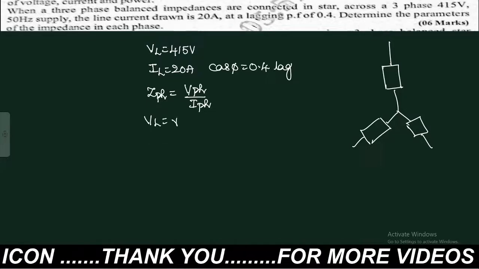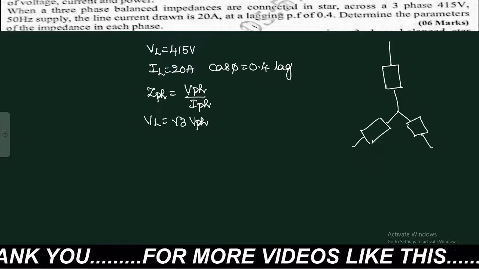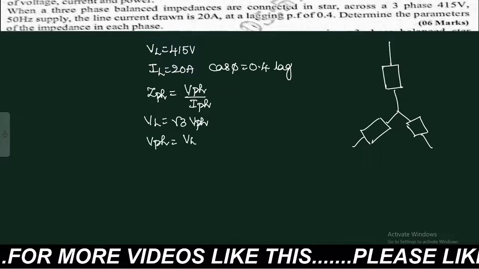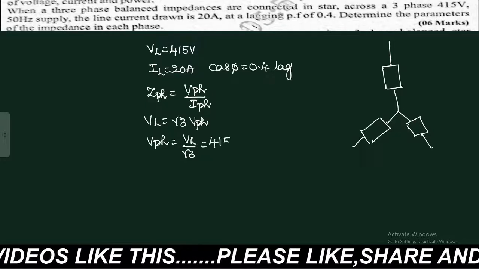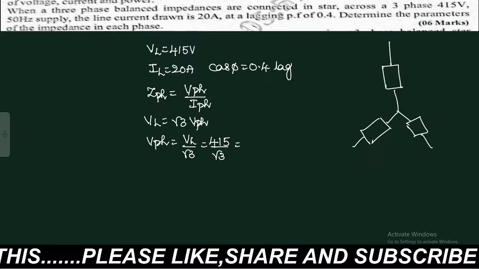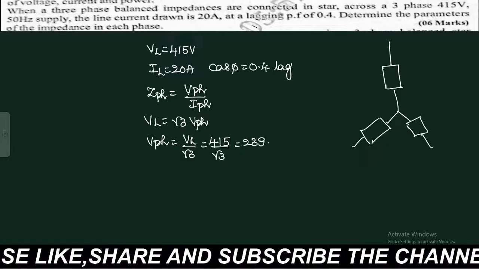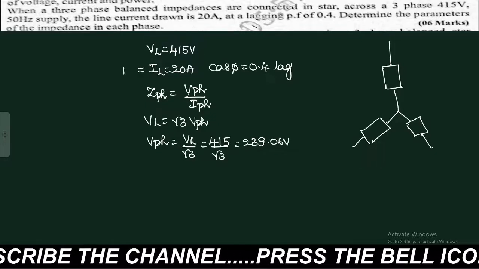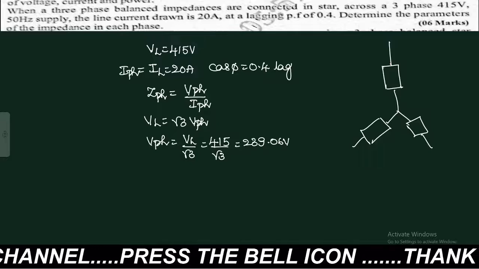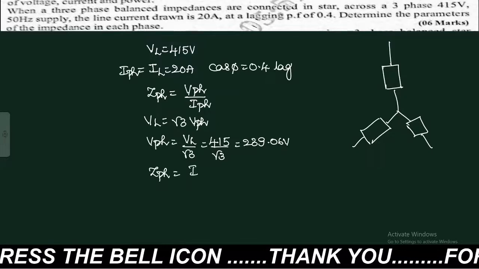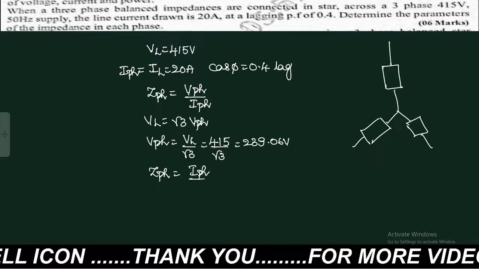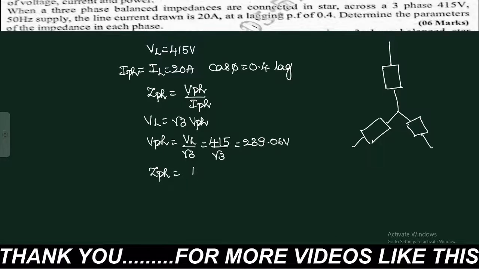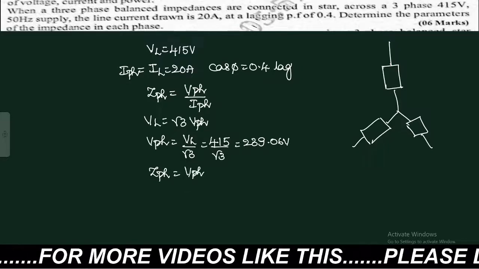We already know the relation between the line voltage and phase voltage in a star connection: VL equals √3 times V phase. So V phase equals VL divided by √3, 415 divided by √3, which equals 239.06 volts. That is the V phase. In a star connection, IL equals I phase. So let us substitute: Z phase equals V phase divided by I phase.